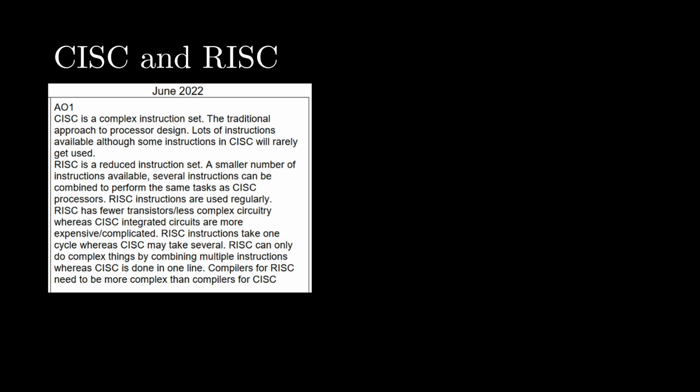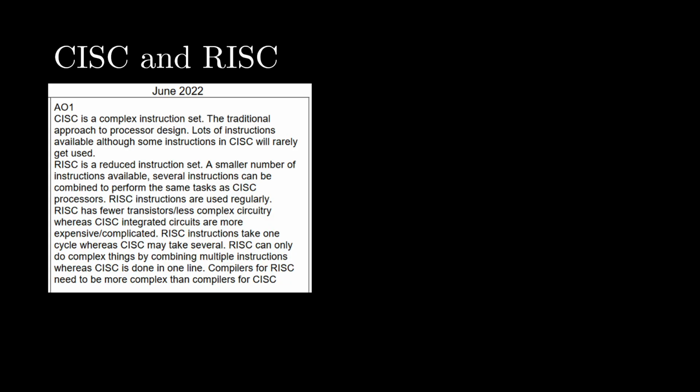So they say CISC is the traditional approach to processor design. There's lots of instructions available, although some instructions in CISC will rarely get used. I don't know how true that is, but they had it in the mark scheme, so I guess you can get a mark for that. RISC has a smaller number of instructions available, but several instructions can be combined to perform the same task as the CISC processes.